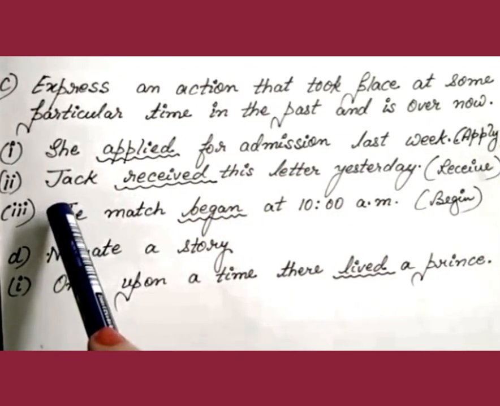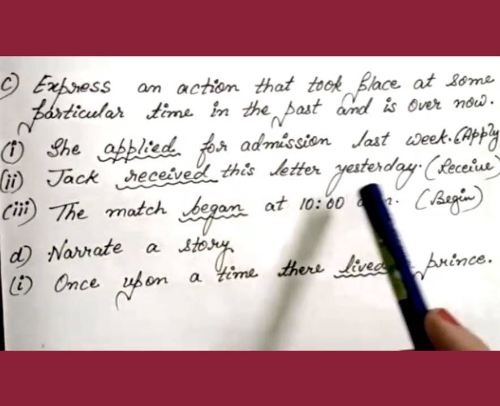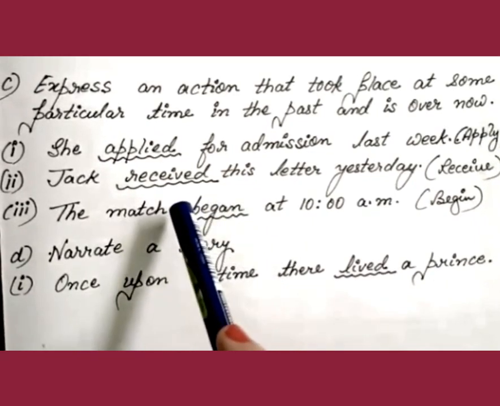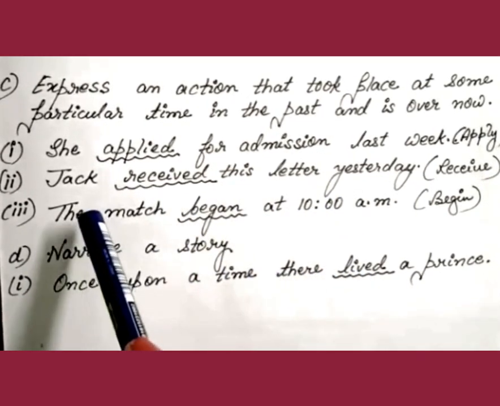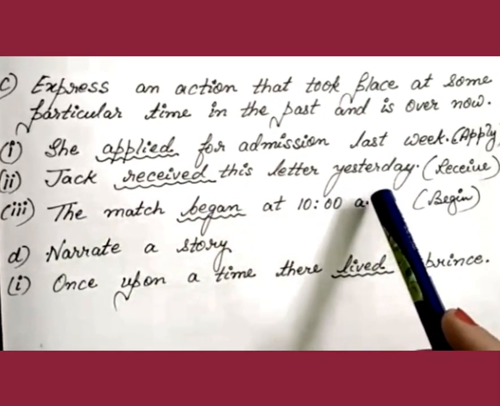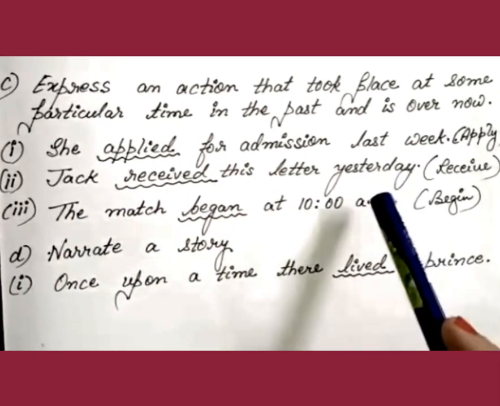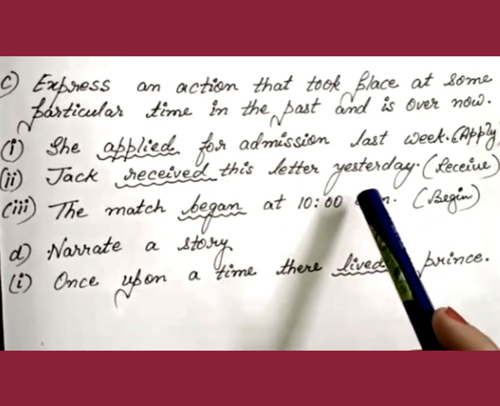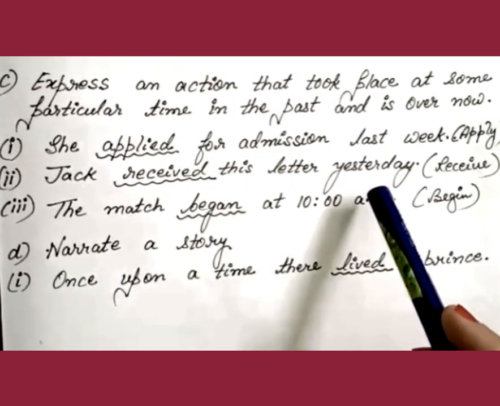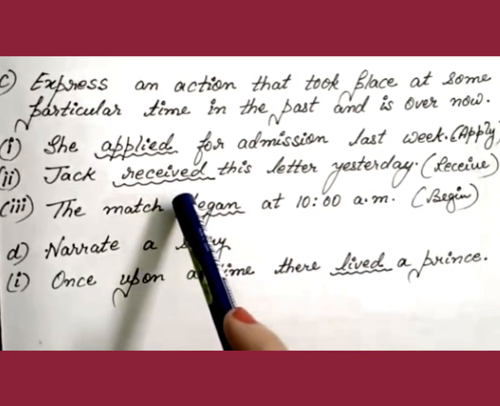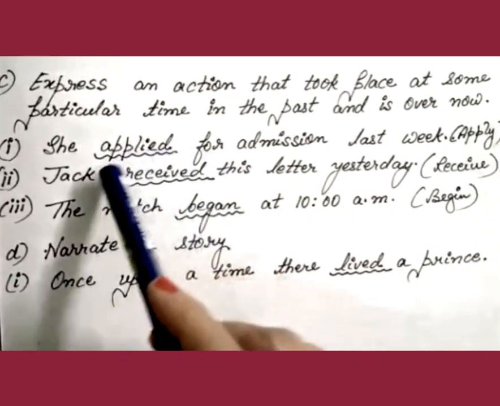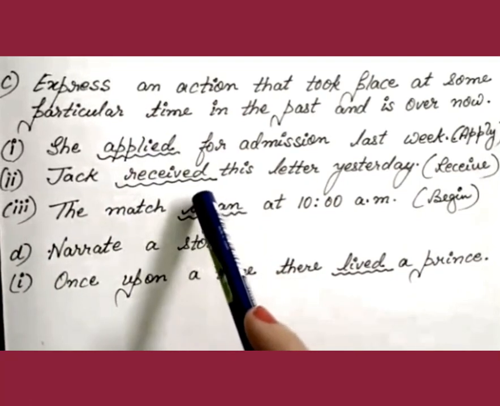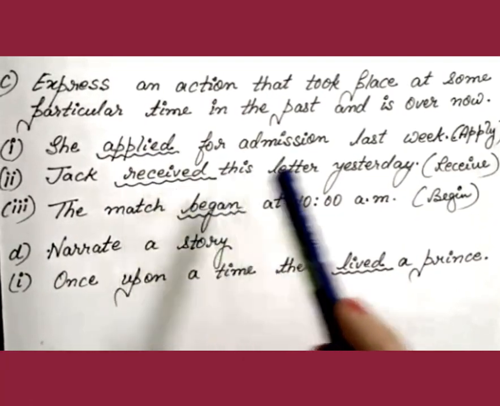Again, in example number 2, Jack received this letter yesterday. So the action here refers to the receiving of the letter by Jack. And when did Jack receive this letter? He received it yesterday. Yesterday means a day which does not belong to the future. And here we are not even talking about today. We are talking about a day which has already passed and also the action which has already taken place. So Jack received this letter yesterday. Received, again this form of verb ends with ed and hence is the past tense of receive.